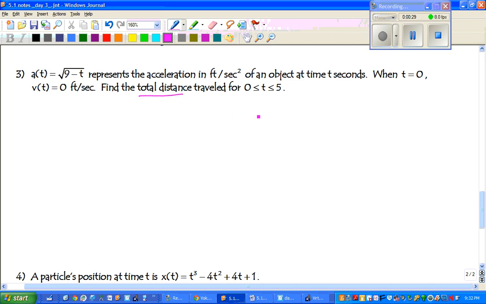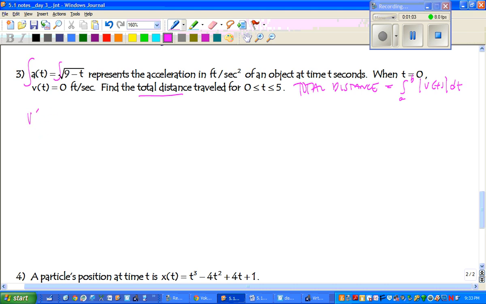Well, that's not tough if we have velocity. Remember, total distance is equal to the definite integral from A to B of absolute value of velocity. Problem is we don't have the velocity equation right now. We have A and B, but no velocity equation. We need to figure that out from the information given. Remember, velocity is the antiderivative of acceleration.